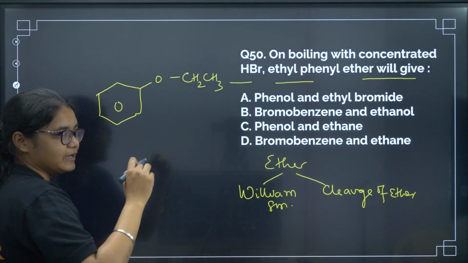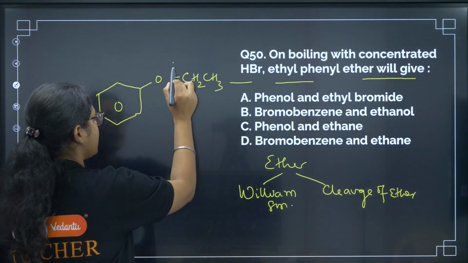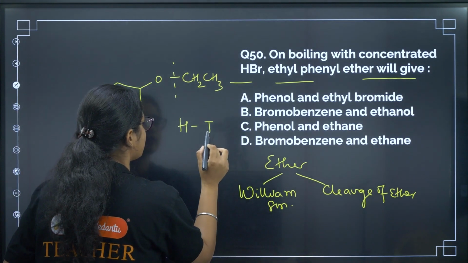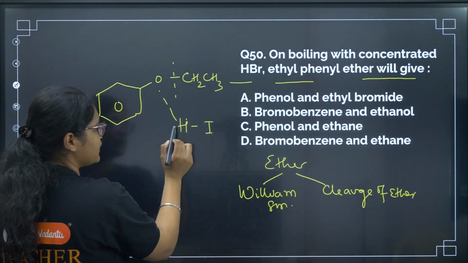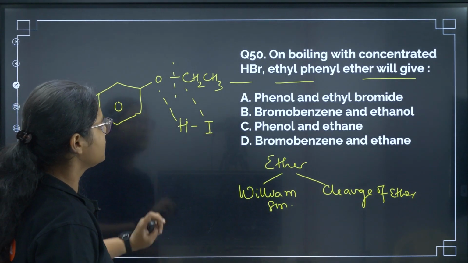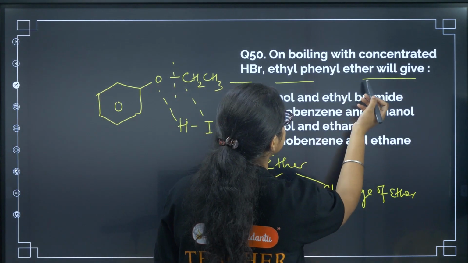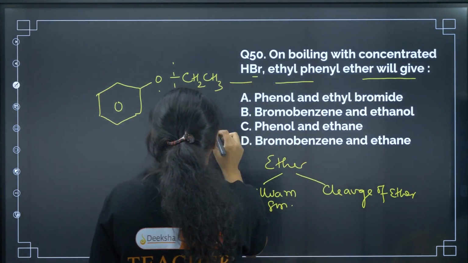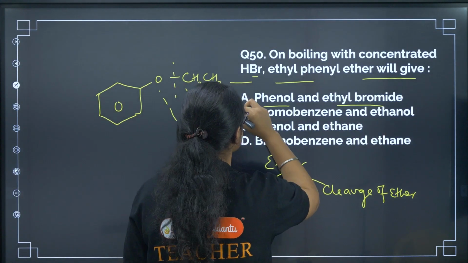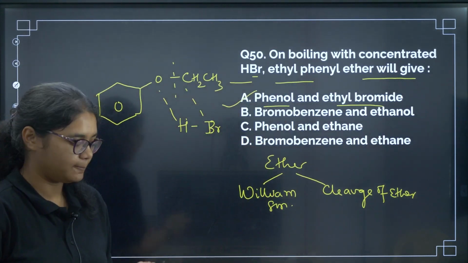Whenever there is a phenyl ring attached, the bond will break after O. If you take H and I, this O will be bonded to H and the other part will be bonded to I, so we will get phenol and ethyl iodide. Here it is with HBr, so we will get phenol with ethyl bromide. The correct answer for this question will be option A.